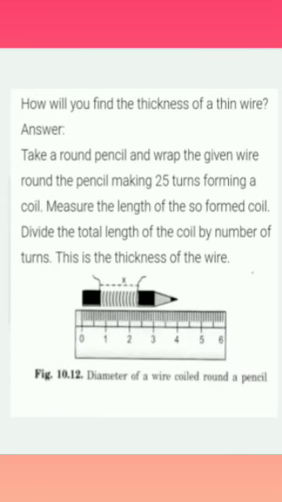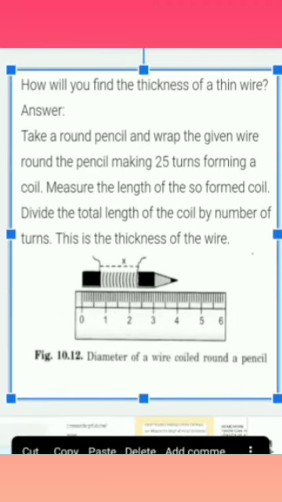How will you find the thickness of a thin wire? Take a round pencil and wrap the given wire around the pencil, making 25 turns, forming a coil. Measure the length of the coil so formed. Divide the total length of the coil by the number of turns. This is the thickness of the wire.